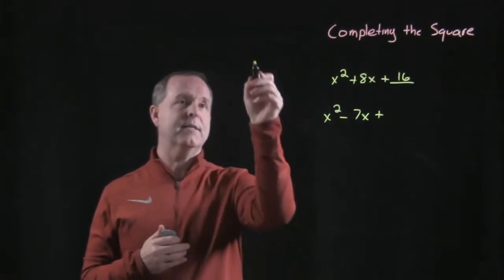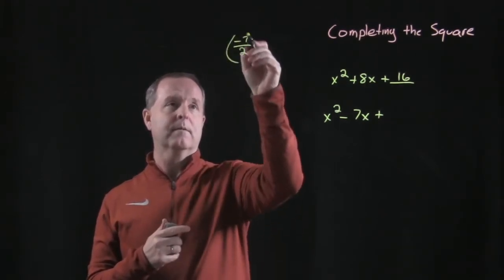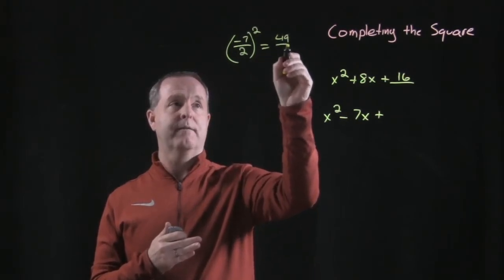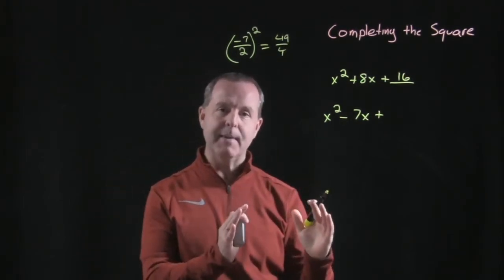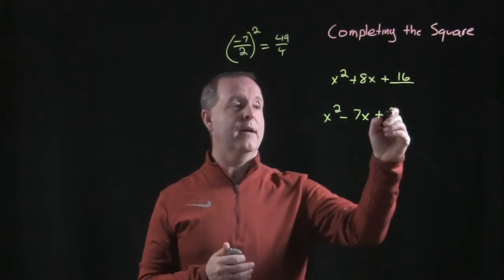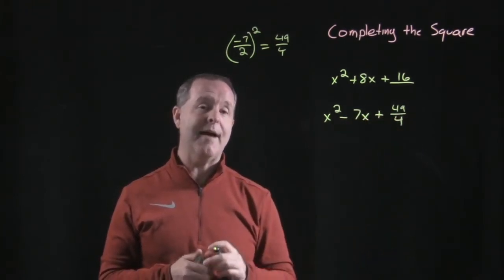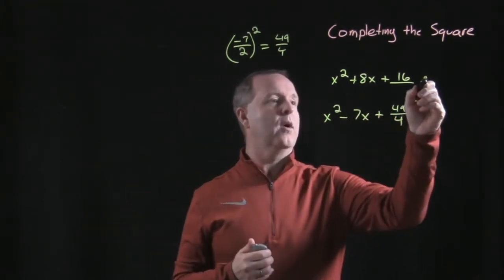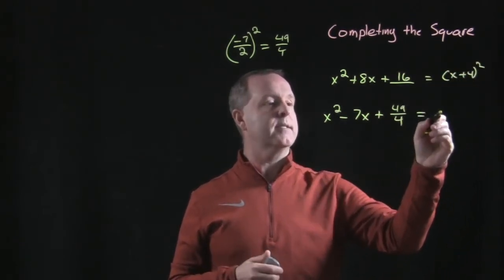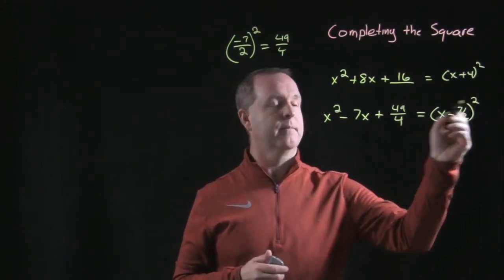So we're going to take negative 7, divide it by 2, and then square it, which becomes 49/4. So that's the dimensions of that corner chunk, that corner piece. So we're going to add 49/4 to this term, and now we have a perfect square. Where this one before was an x plus 4 squared, this one is now x minus 7/2 squared.